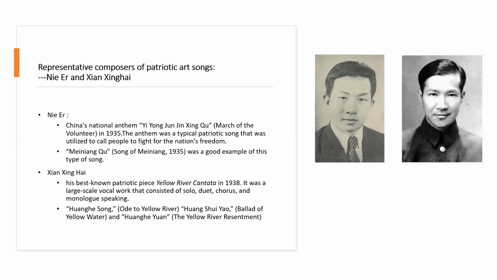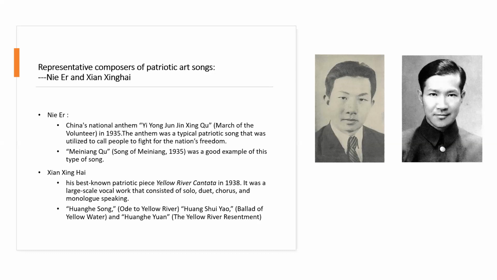For instance, Mei Niang Qu, Song of Mei Niang, was a good example of this type of song. The song described a woman named Mei Niang's despair when she learned that her lover was injured and lost his memory during the war and could not recognize her anymore.